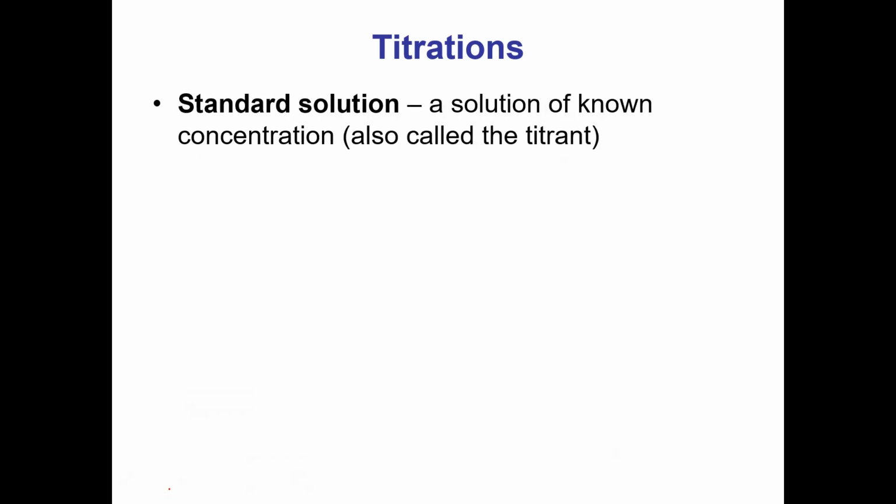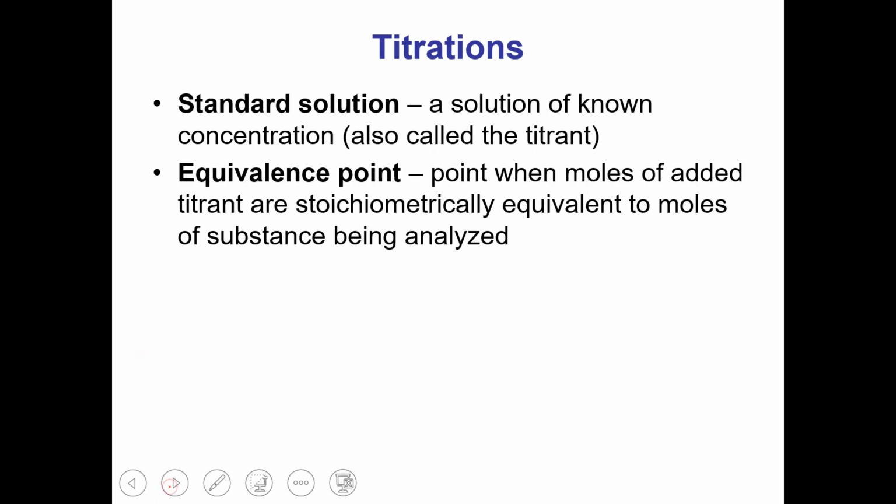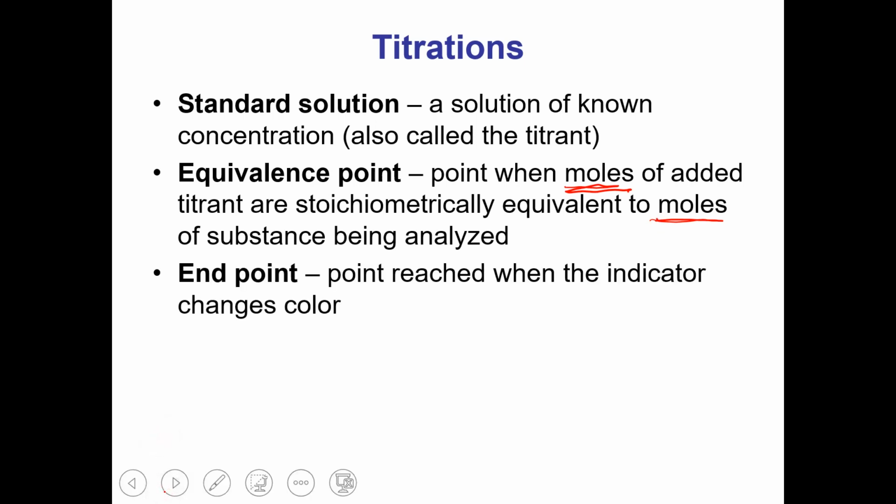So the solution that we know the concentration of is a standard solution. Sometimes that's called a titrant, but most of the time we call it the standard solution. The equivalence point is the point when the moles of the standard solution or the titrant are stoichiometrically equivalent to the moles of the substance being analyzed. So we've added the same number of moles of our standard solution as we have of moles of the substance being analyzed. And the endpoint is the point at which our indicator changes color.